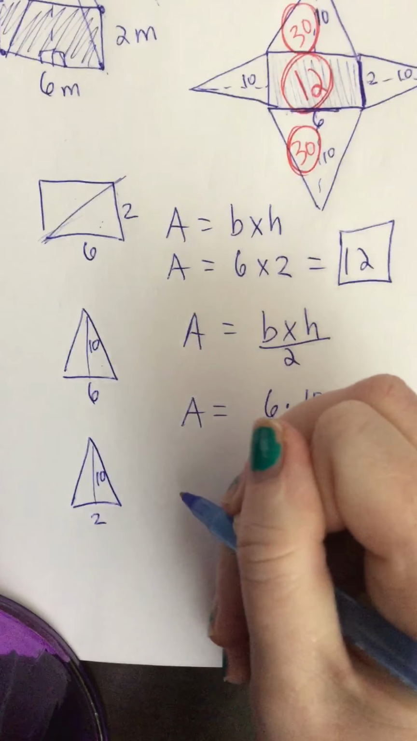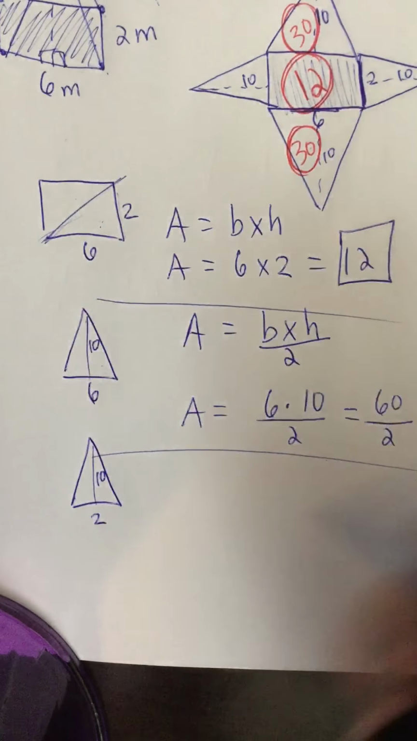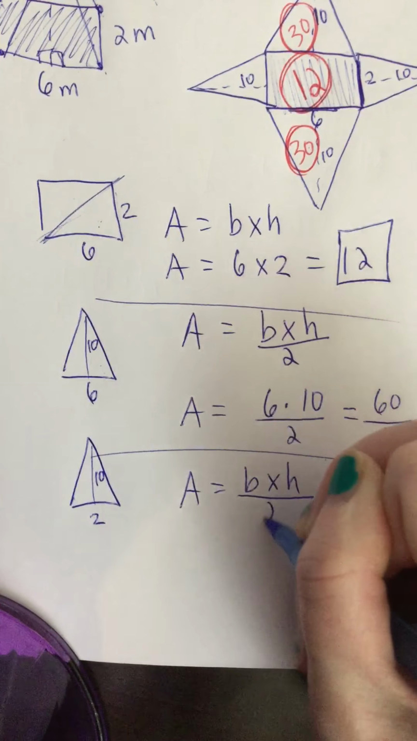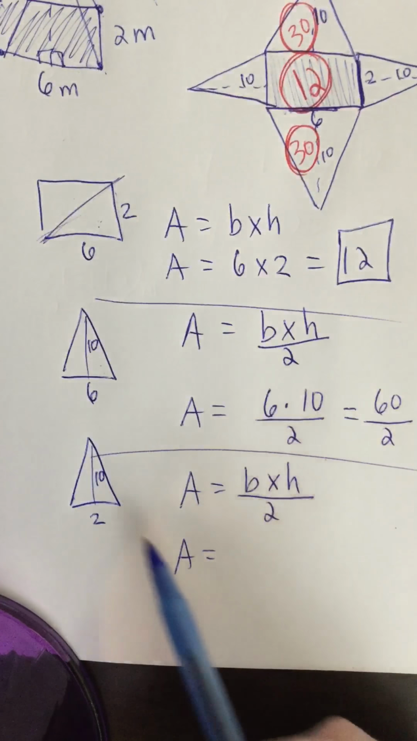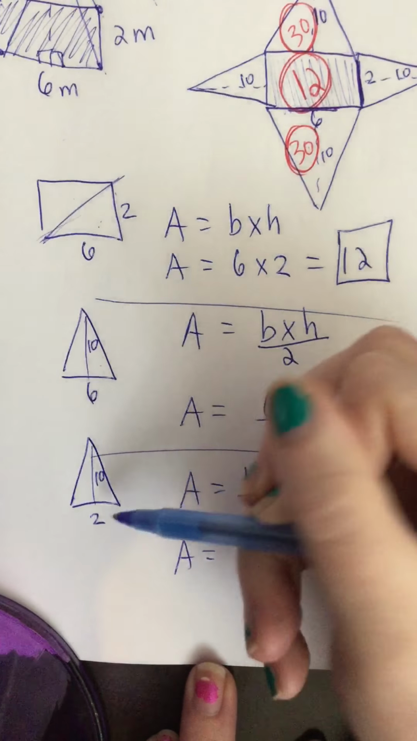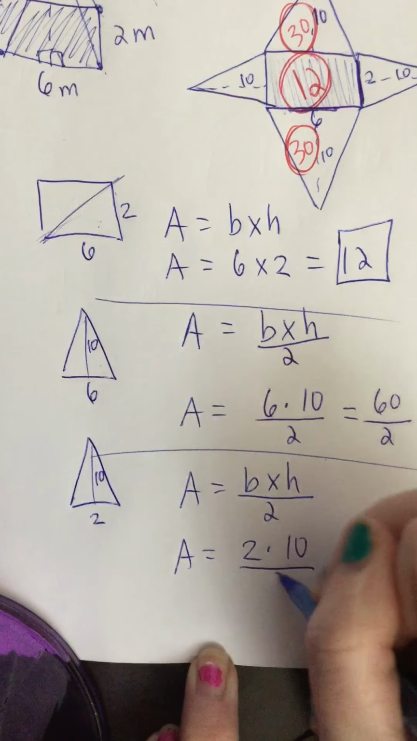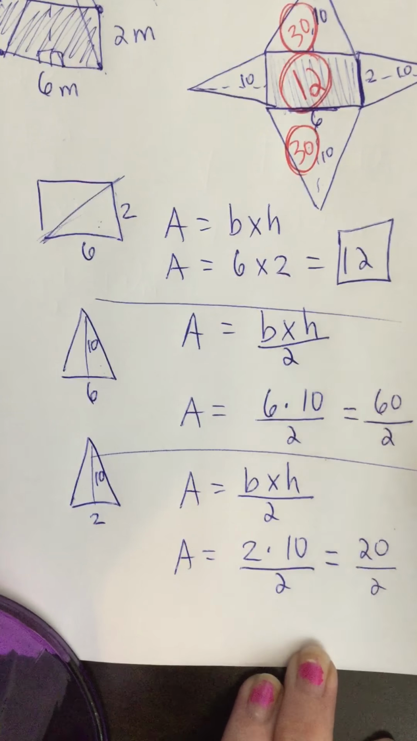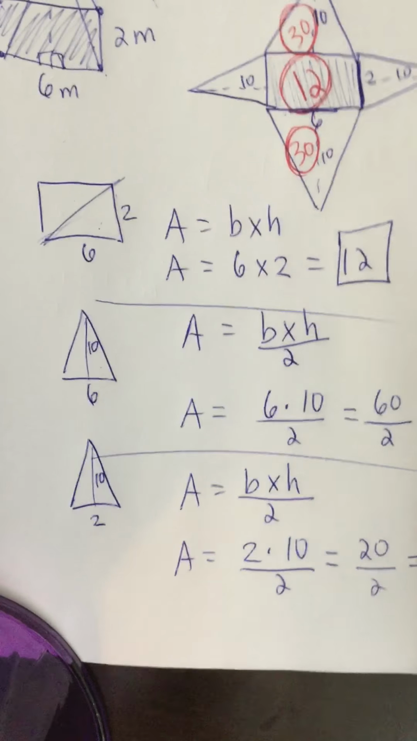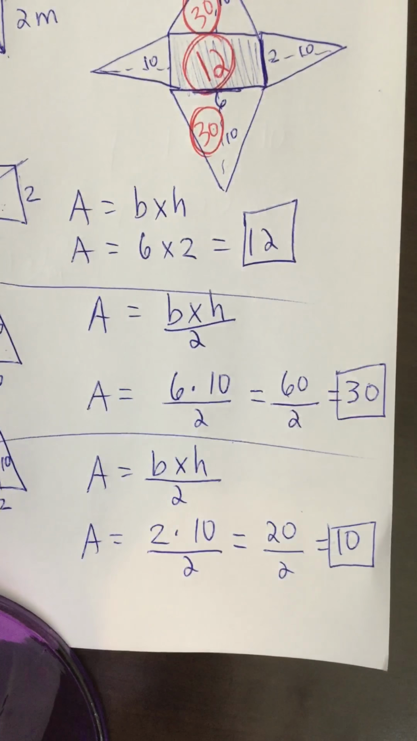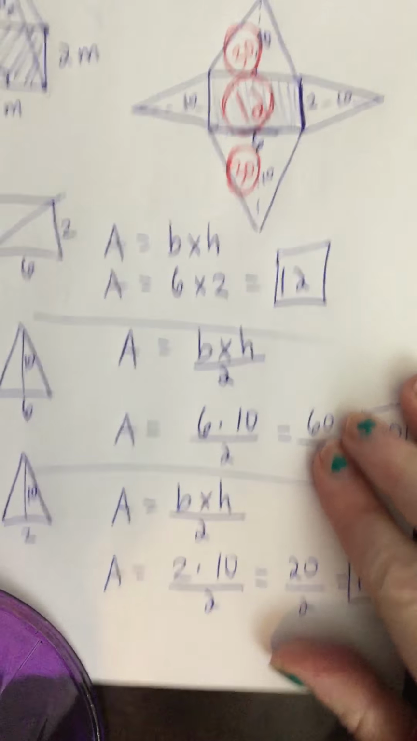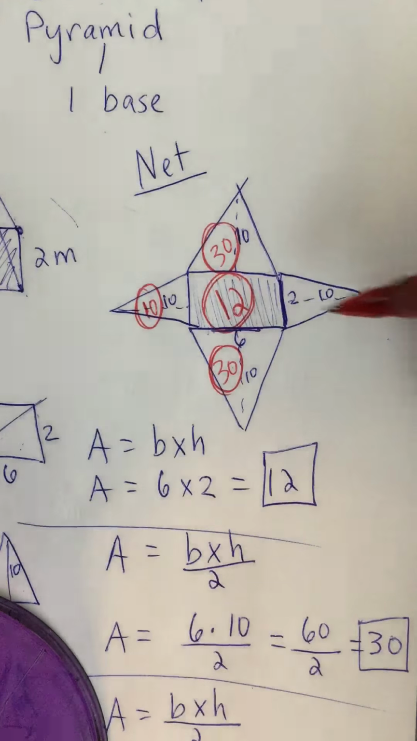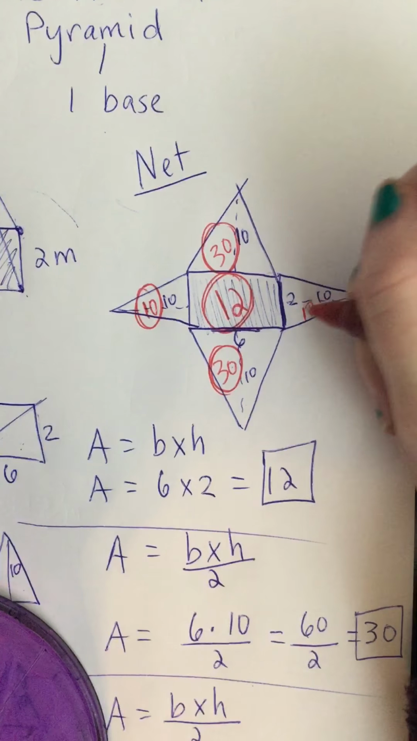Okay, 2 by 10. So here is the formula for the triangle. Area equals the bottom base times the height, and we're going to divide it by 2. Area equals the base is 2. We're going to times it by the height of the triangle, and then we're going to divide it by 2. 2 times 10 is 20. Now we're going to divide it by 2, and we get 10. I always don't have my answer on there. Okay, 10. So that is the area of the triangle, 10. So right here I'm going to write a 10, and that's the area for that one. Now these are identical, so this is also 10.